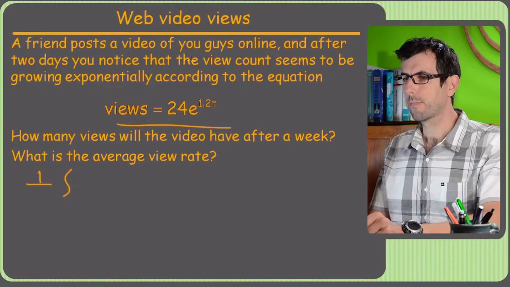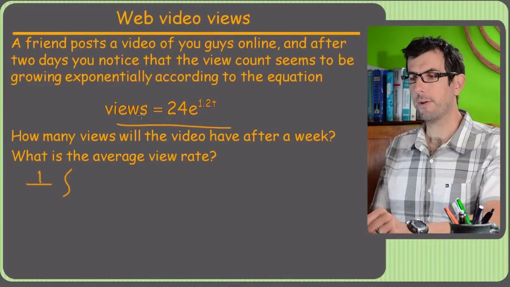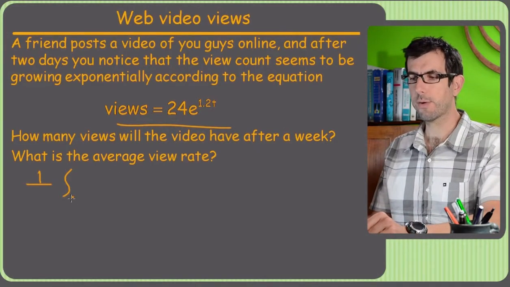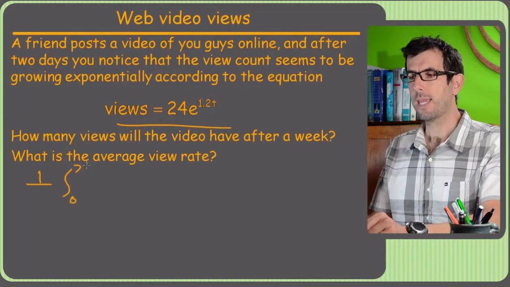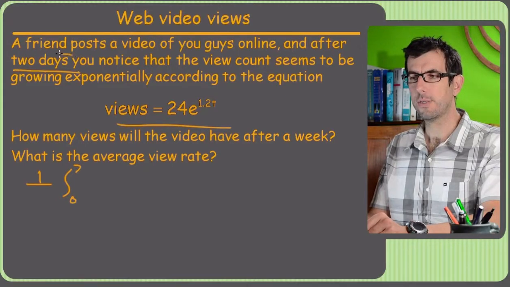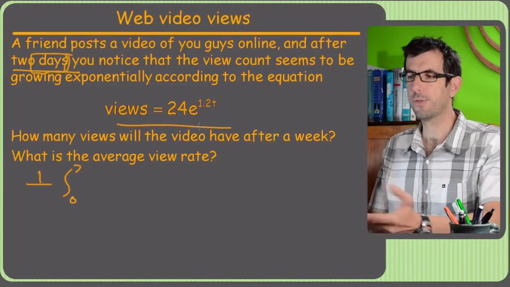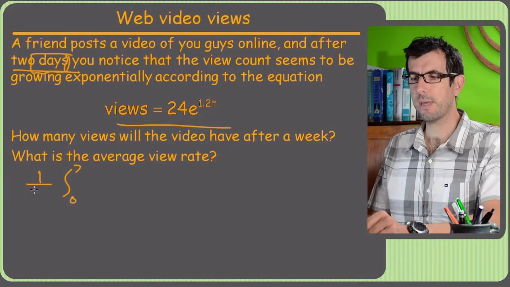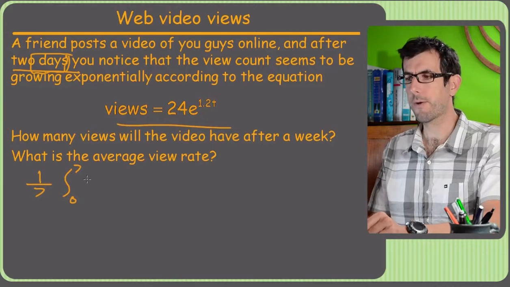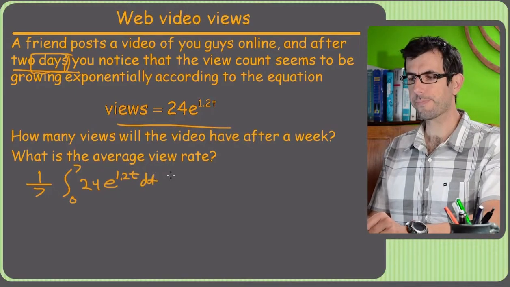Well, let's see. After 2 days, you notice that the view count seems to be growing exponentially, views on YouTube or whatever. How many views will I have after a week? All right, so we're integrating for 7 days. Now I'm going to assume that this t is in days because after 2 days, that kind of tells me that the unit of time in this problem is days, not weeks or hours or seconds or anything else. So we're going from 0 to 7, which means I got a 7 minus 0 downstairs here. And I just need to integrate 24 times e to the 1.2 t dt.